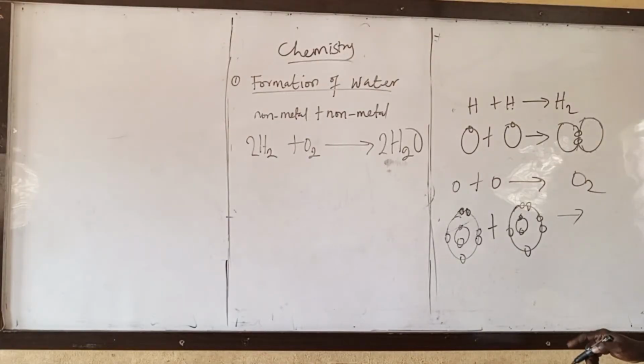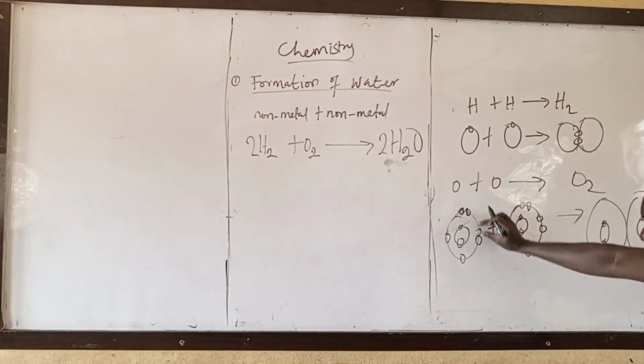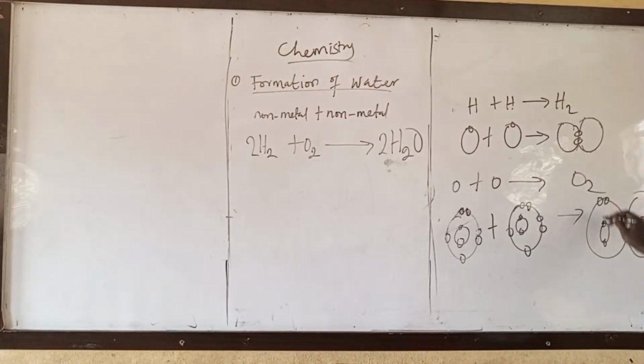Okay. 1, 2, 3, 4. Yeah, 2 unpaired. Then from here, what do we have? This one will come together. You have this, this one, these are those ones. You have it like this. Then this unpaired, 1, 2. This unpaired, 1, 2.